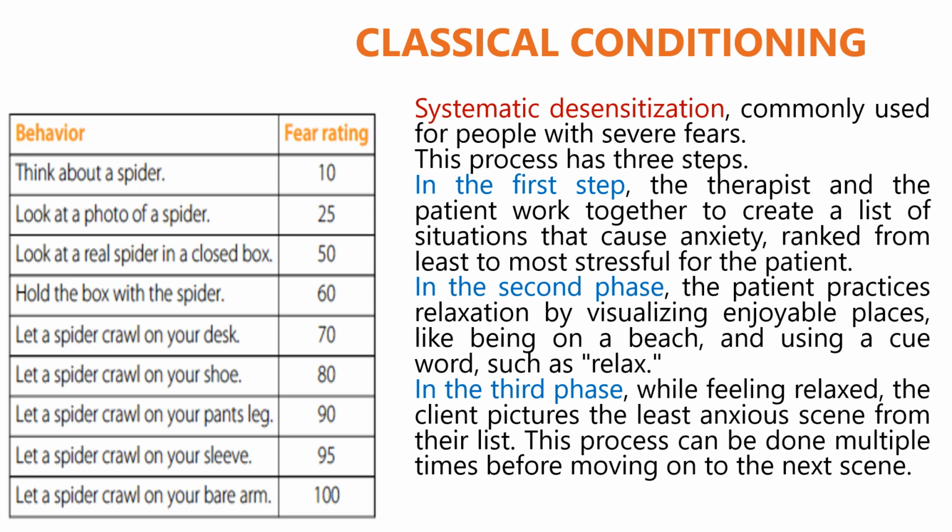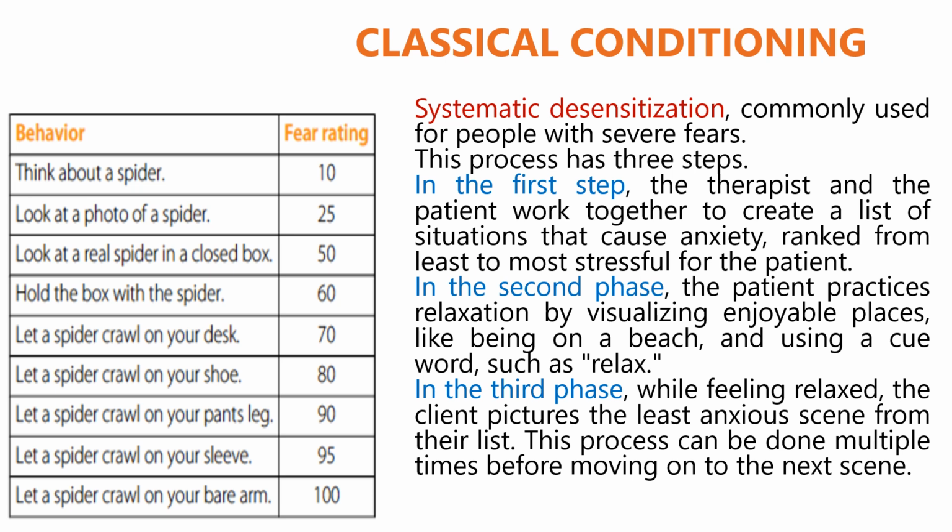In systematic desensitization, there are a few steps which are taken to eliminate the anxiety provoking conditioning. For example, in the first step, the therapist and the patient work together to create a list of situations that cause anxiety and rank them from least to most stressful for the patient. A person can have anxiety or fear of many things, many situations. So these situations and objects are ranked from least to most. In the second phase, the patient practices relaxation by visualizing enjoyable places like being on a beach or using a cue word such as relax to decondition or to become desensitized from that fear.